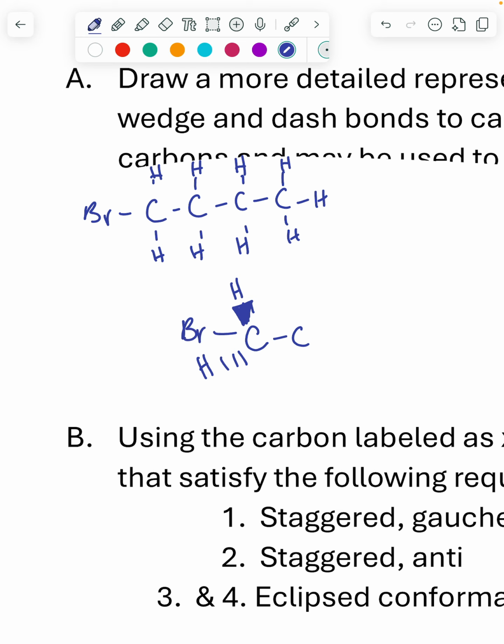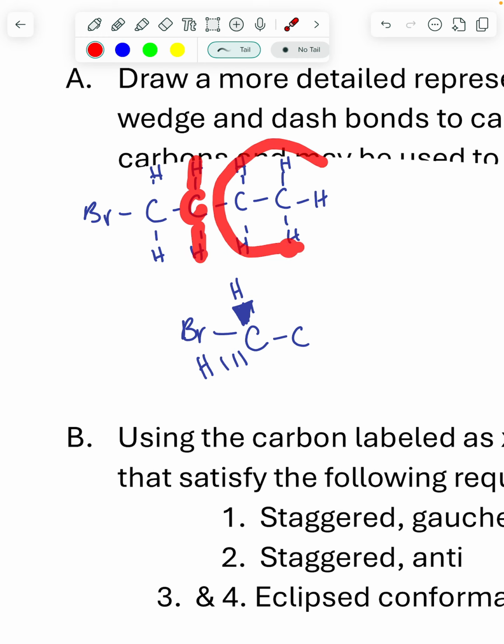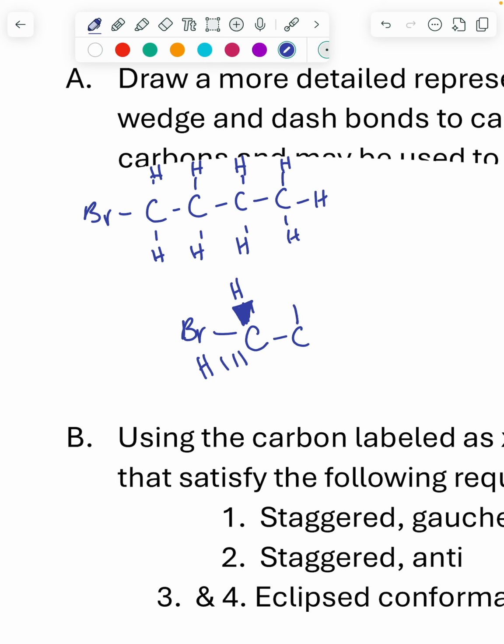And then bromine is just going to be in a straight line. And with this carbon right here, a hydrogen's pointing up, a hydrogen's pointing down, and then the ethyl group is on a straight line bond. So this is going to be on a wedge because it's pointing up, and this is going to be on dash because it's pointing down. Sorry. Actually, they're supposed to be opposite of each other.